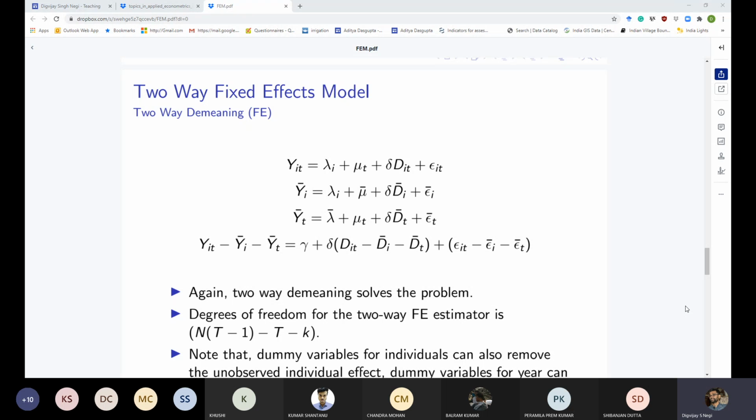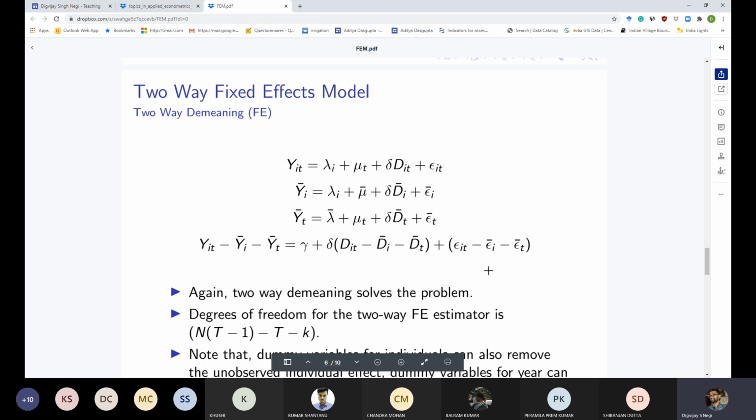So that's another thing worth considering while picking which one to use, the first difference or fixed effect. So that's about the first difference and fixed effect estimator.